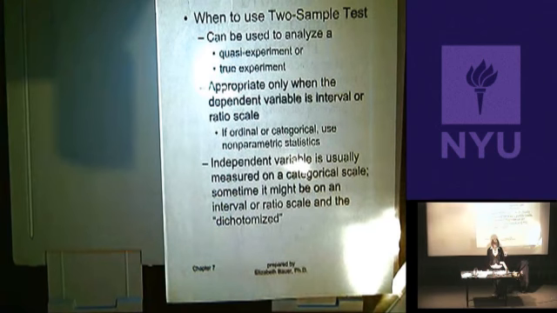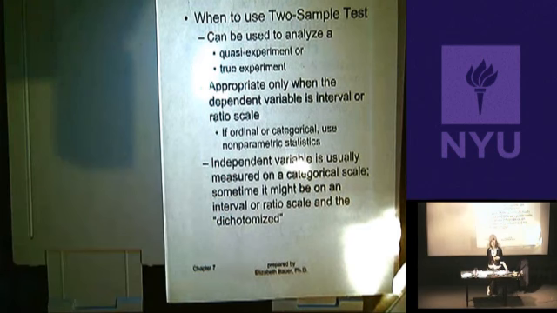Although I know lots of people who use it with ordinal data, so you need to know your discipline. The other thing is that the independent variable is assumed to be categorical or nominal, right? Two categories: boys, girls, yes, no, drug, placebo, Republicans, Democrats, whatever.